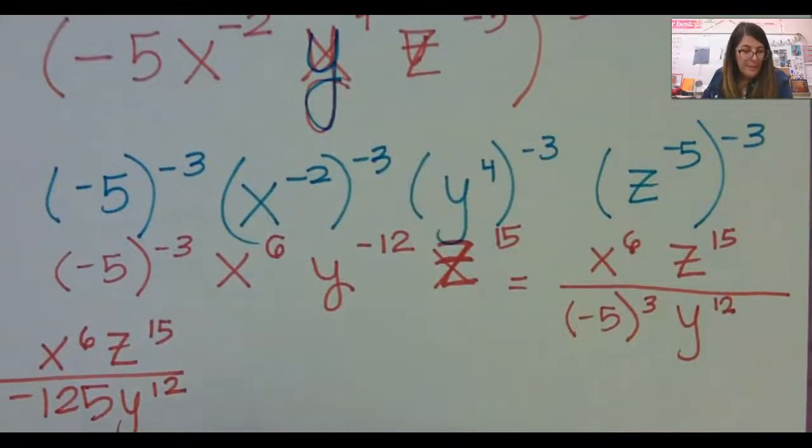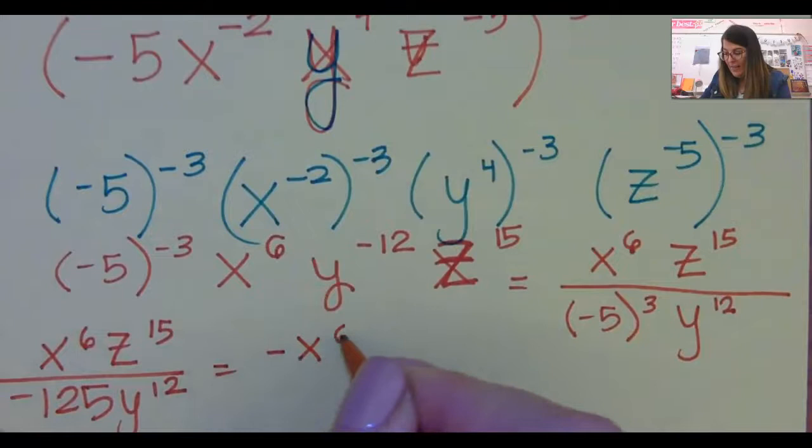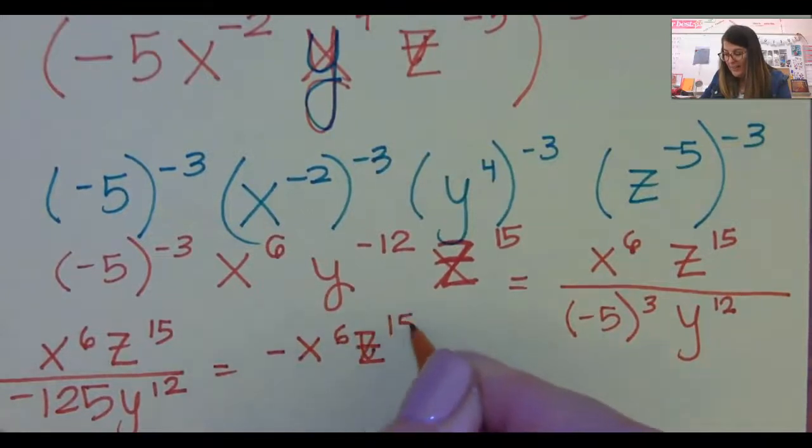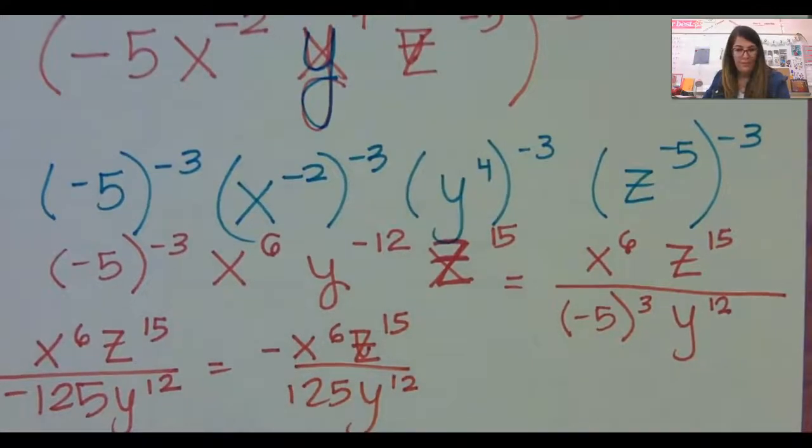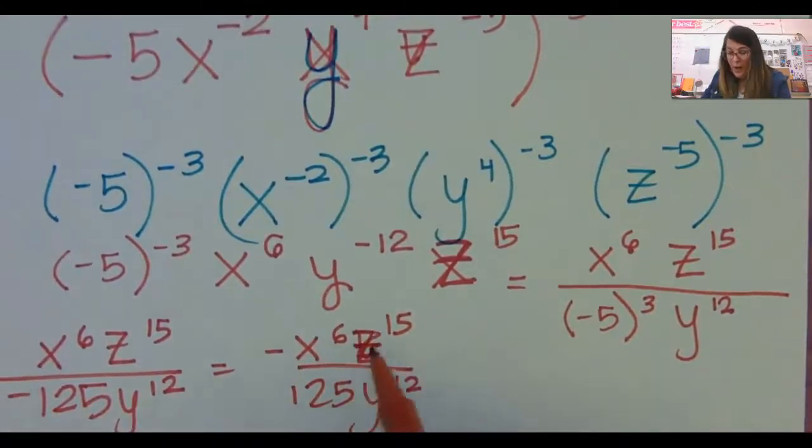Now, we don't typically put the negative in the denominator. We would move it to the top and write it as negative x to the sixth, z to the 15th over 125 y to the 12th. Gosh, that's a lot going on with that problem.